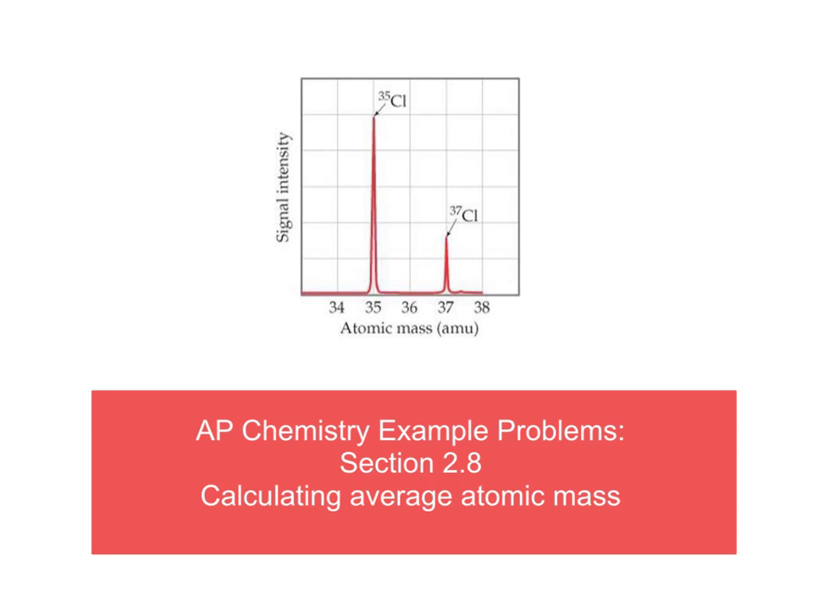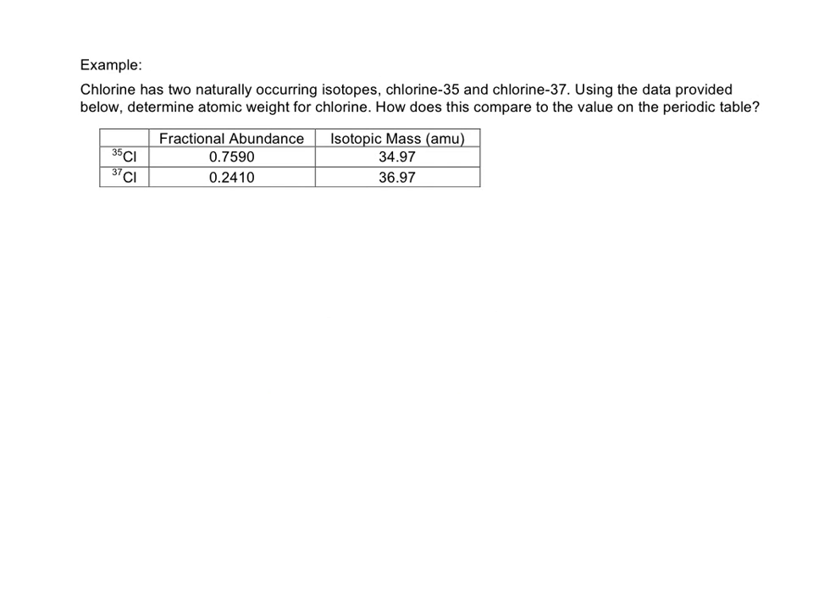Today I'm just going to do a couple of examples for you that you can find in section 2.8 in your notes about calculating the average atomic mass. So the first example is that you have chlorine and has two naturally occurring isotopes, chlorine 35 and chlorine 37. Using the data provided in the table below, determine the atomic weight for chlorine and tell me how that compares to the value on the periodic table.